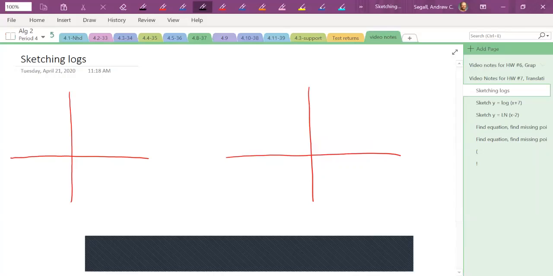We're going to start doing some sketching of logs. A couple days ago, we looked at how to graph a logarithm. So let's start with a basic shape. y equals log base 3 of x.